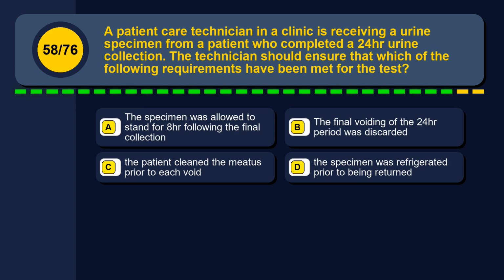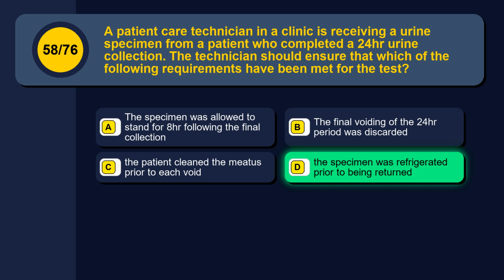Question 58. A patient care technician in a clinic is receiving a urine specimen from a patient who completed a 24-hour urine collection. The technician should ensure that which of the following requirements have been met for the test. Option A, the specimen was allowed to stand for 8 hours following the final collection. Option B, the final voiding of the 24 hour period was discarded. Option C, the patient cleaned the meatus prior to each void. Option D, the specimen was refrigerated prior to being returned.